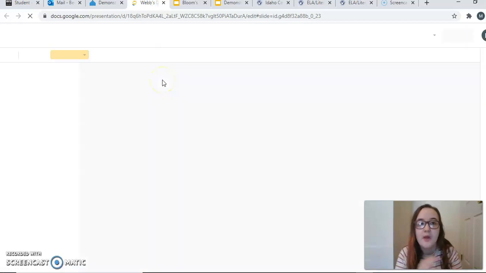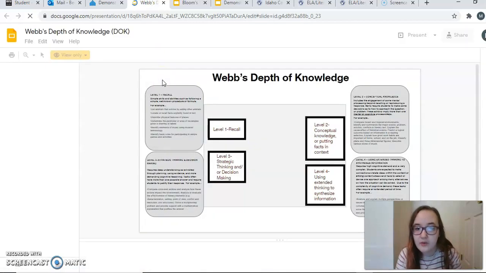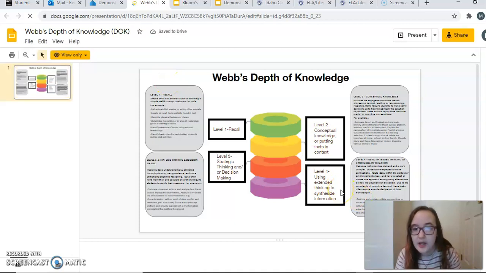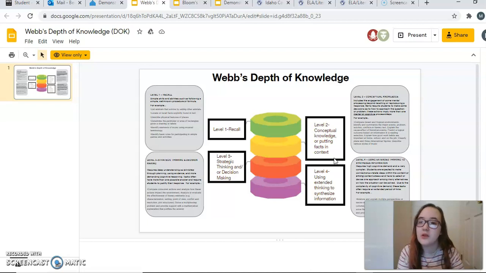And then under Webb's depth of knowledge, it would be under level 4, using extended thinking to synthesize information. The students have to think, and it can fall under level 2 as well, because they're putting facts into context, but it more falls under level 4 because they are using extended thinking to understand how they came to a conclusion and how to give in-text citations based on that.